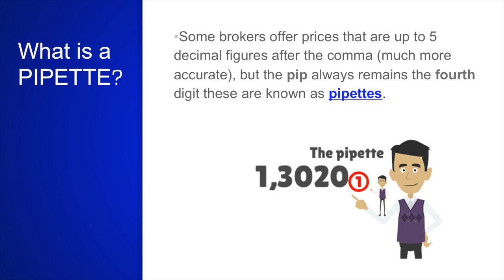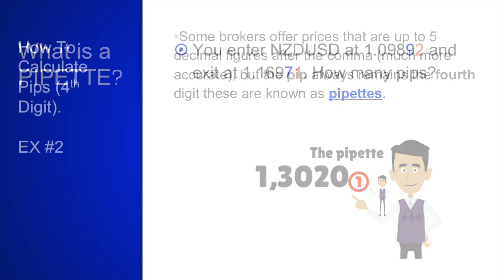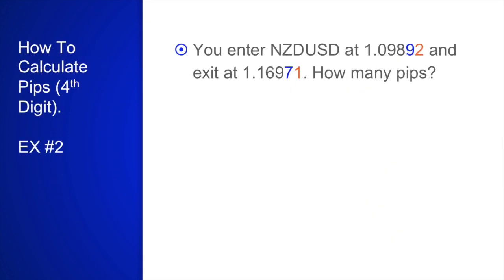But that's what you do with the pipette. Act like it doesn't exist. The one that you care about is the 4th decimal place. So now here's our second example. You enter New Zealand dollar at 1.098892 and exit at 1.16971. How many pips? So right now, you should have your calculator out.